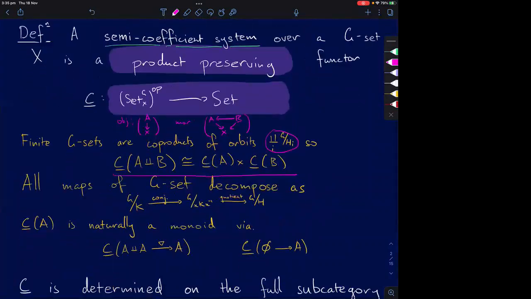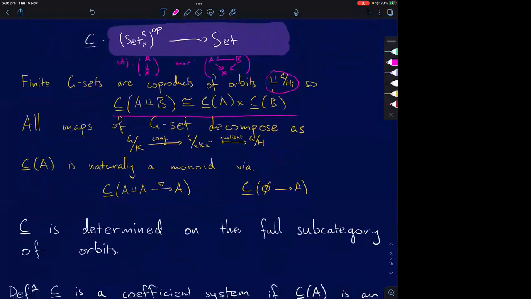Now, for any G-set, here I'm suppressing that everything is over X. You just think about it being over a point. But all of this follows through if stuff is over X, or over a G-set. So on any G-set, the value that the semi-coefficient system takes is a monoid via the fold map and the map from the empty set.